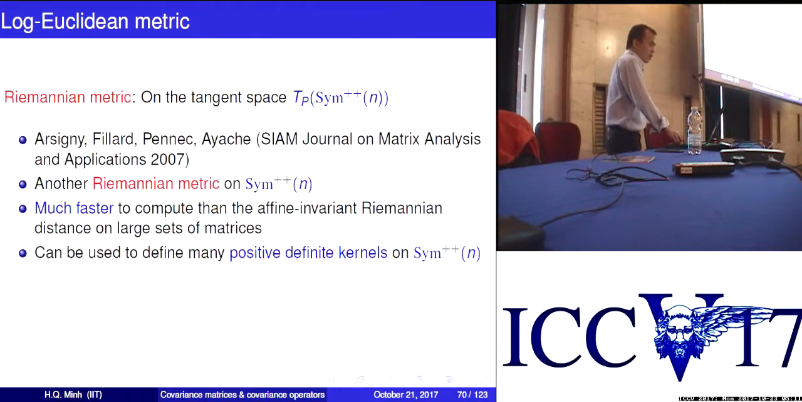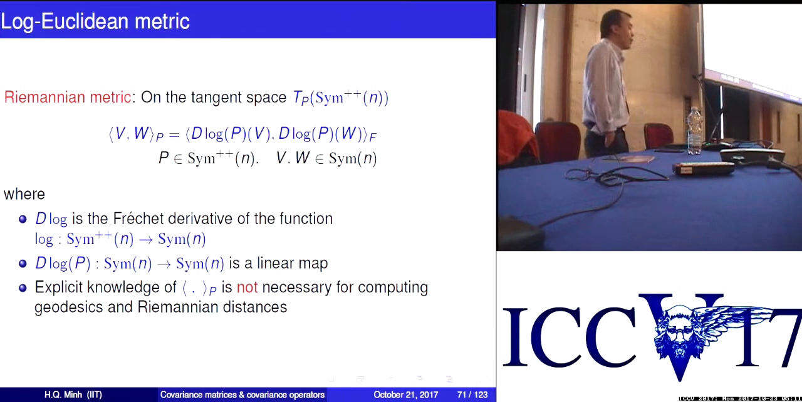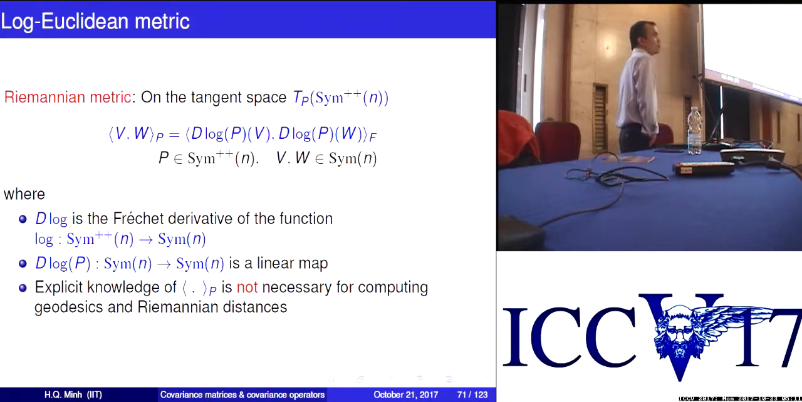Now, Arsigny et al. talk about the log Euclidean metric as a Riemannian metric and not as an approximation to the affine invariant metric. On the tangent space, it has a rather complicated definition. This is the definition of the Riemannian metric. We don't have to worry about it because we do not need to use it. Basically, here D is the derivative of the function log that maps Sym+ to Sym, and so at each point B, it's a linear map. We don't need explicit knowledge of this map to compute the geodesics and the Riemannian distance. But this is the definition of the Riemannian metric.